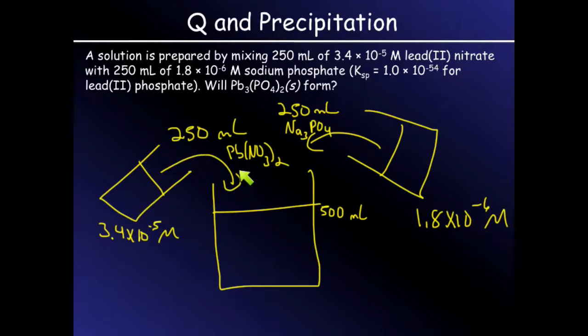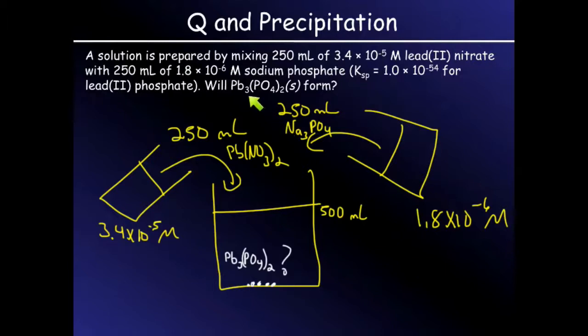So here's the idea. We'll take 250 milliliters of lead-2 nitrate at 3.4 times 10 to the negative 5th molar and add it with 250 milliliters of sodium phosphate at 1.8 times 10 to the negative 6 molar, thus producing a solution of 500 milliliters, and we want to know whether or not any lead-2 phosphate will form. Some solid on the bottom.